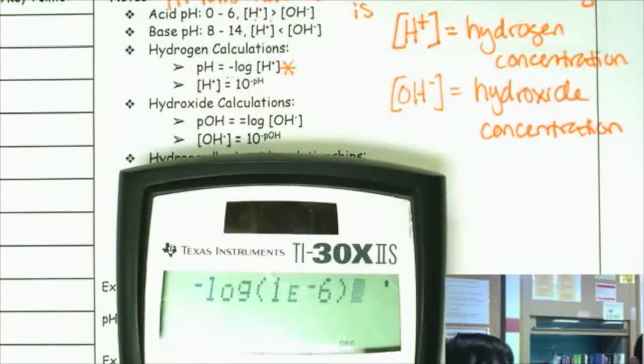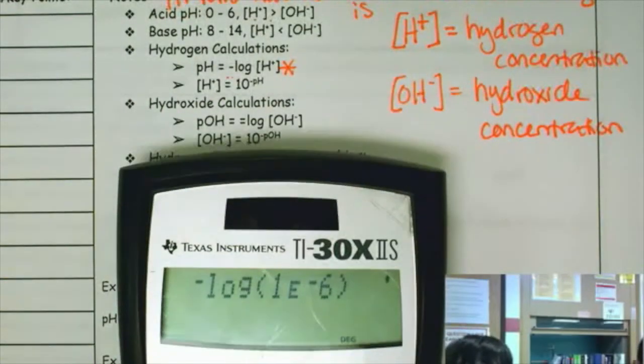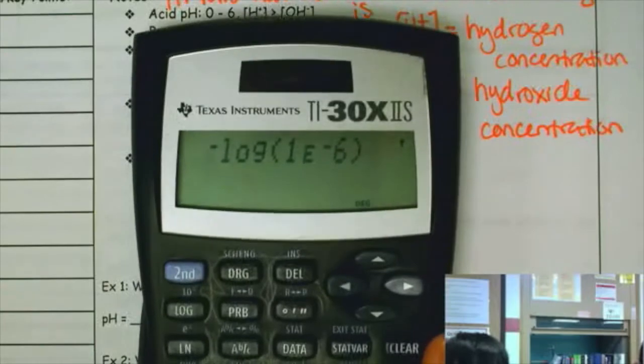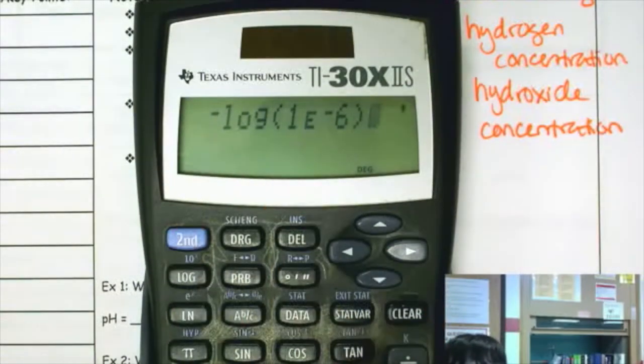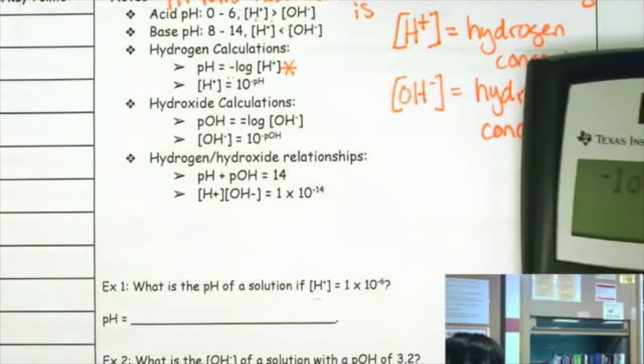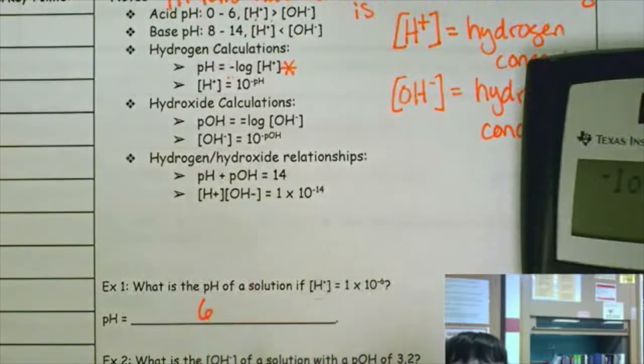Okay, so we used second E, right? The second, and then the negative X button, and that got us that E. And then we hit enter, and it's 6. Okay, so we got a pH of 6. And since our acid is from about 0 to 6, it's acidic. That is acidic, that's right.